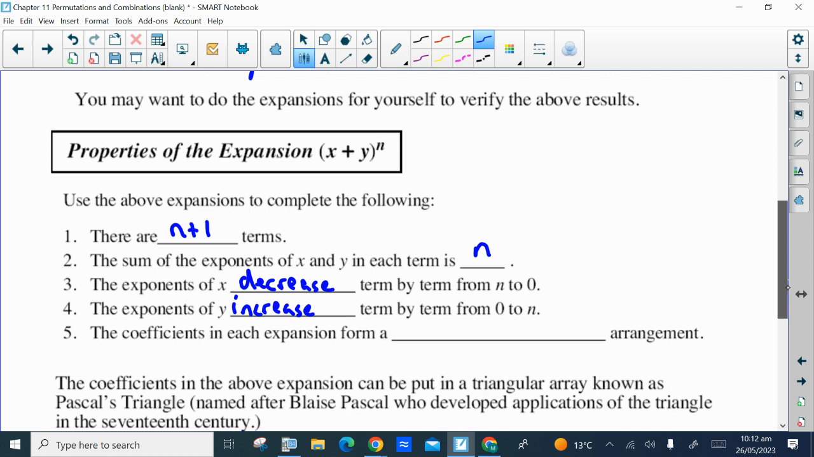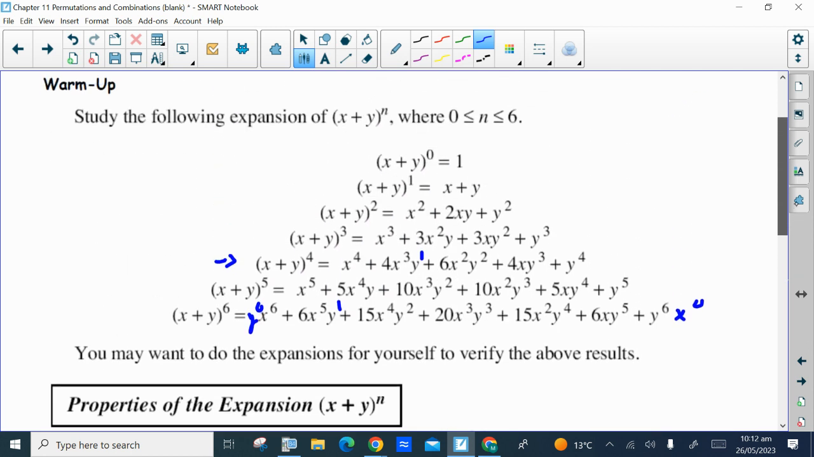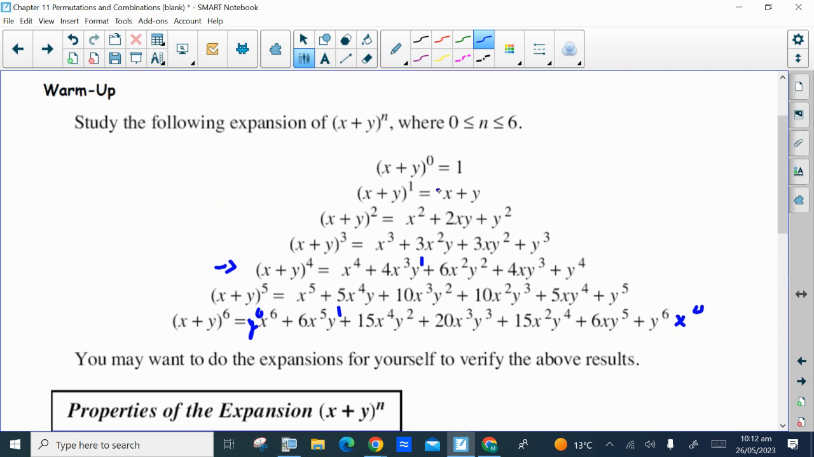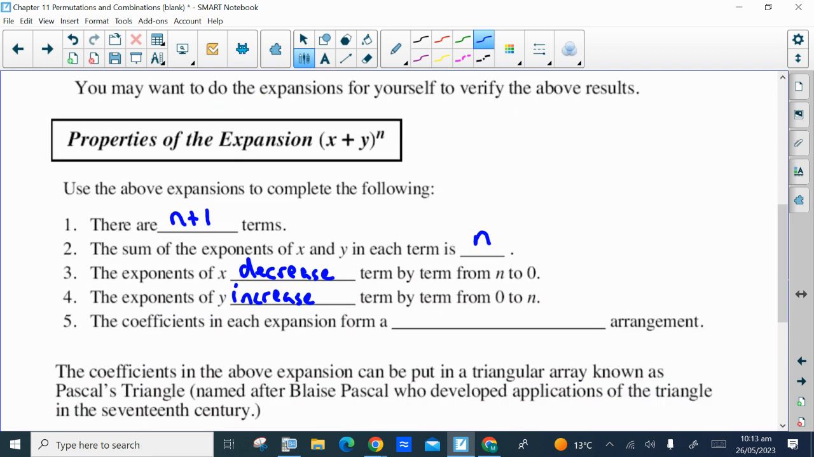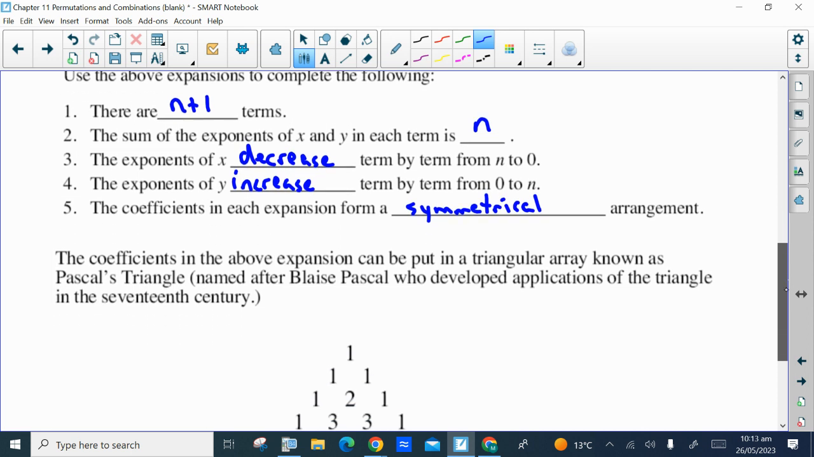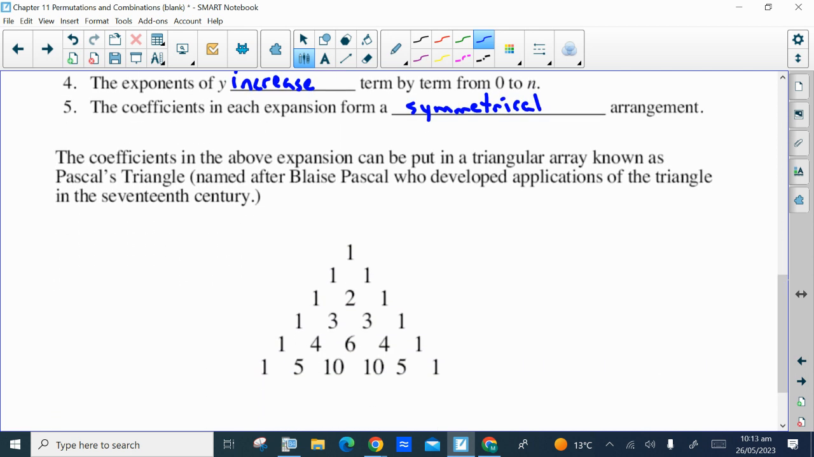The last thing we'll talk about is the coefficients. So the coefficients are 1, 1, 1, 1, 2, 1, 1, 3, 3, 1. We say that they form a symmetrical arrangement. And those coefficients can be put in a triangular array known as Pascal's triangle, named after Blaise Pascal, who developed this in the 17th century.